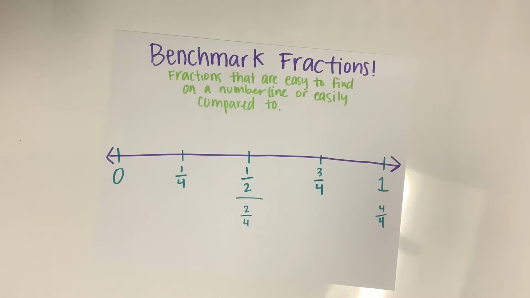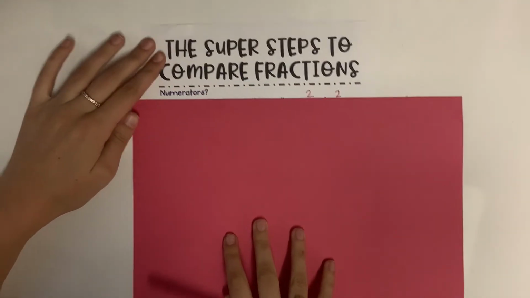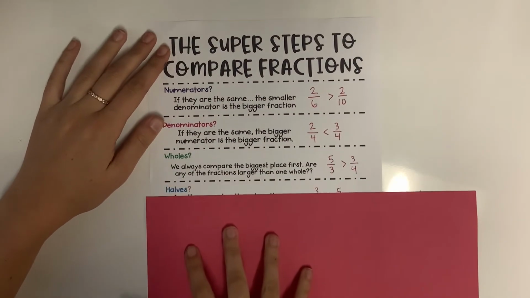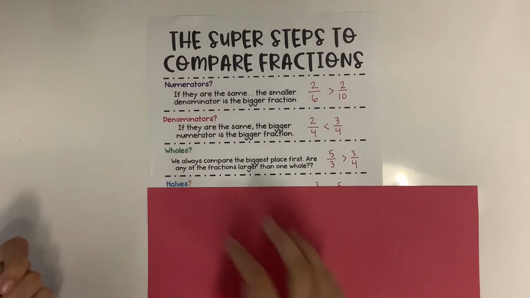So halves and fourths are really easy to compare fractions to, and that's actually going to be our next step when we compare fractions. First, we look at our numerators. That doesn't help us. We look at the denominators. That doesn't help us. We look at wholes. Then we want to look for halves, and that's going to help us to compare fractions.